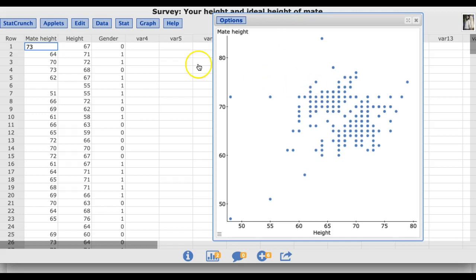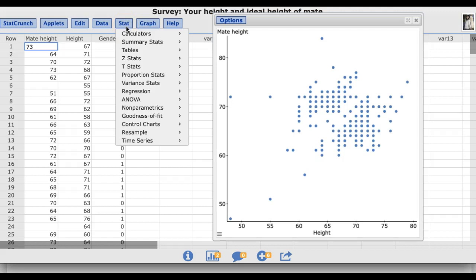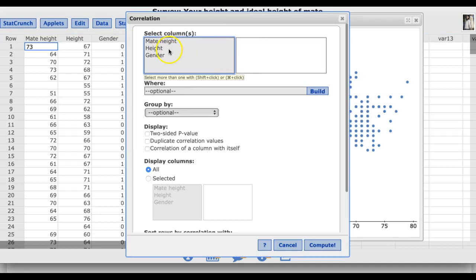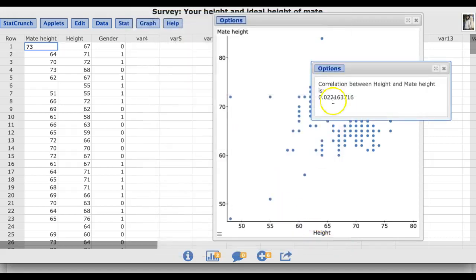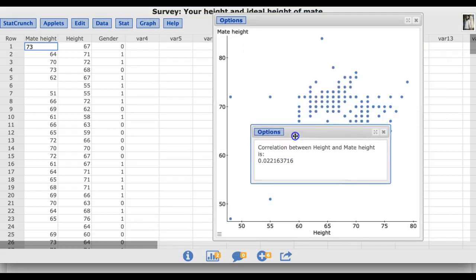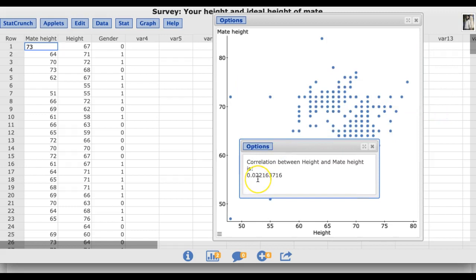Let me go ahead and calculate the correlation coefficient. Let me go to Stat, then Summary Stats, then Correlation. I'll do height and mate height. This is what I get. Ooh, look at that. Correlation is very small, 0.02. That's indicating a very weak linear association, a very weak positive linear association, because this is very close to zero.